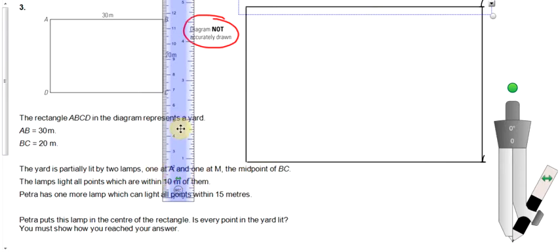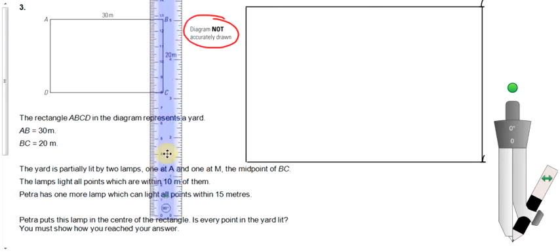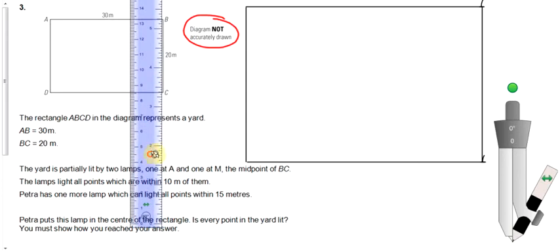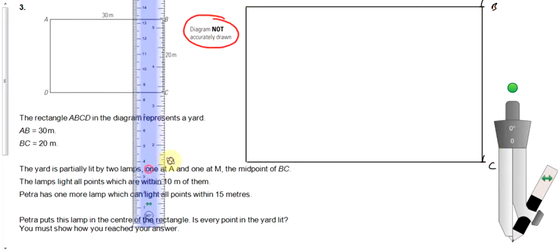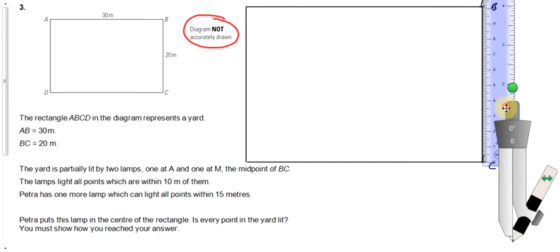And now we can start putting bits on. So 1 at A and 1 at M, the midpoint of BC. So BC, there's B, there's C. The midpoint is going to be 5 centimetres, so we can just do that with a ruler, can't we? So 5 centimetres, there we are, there's our midpoint M.